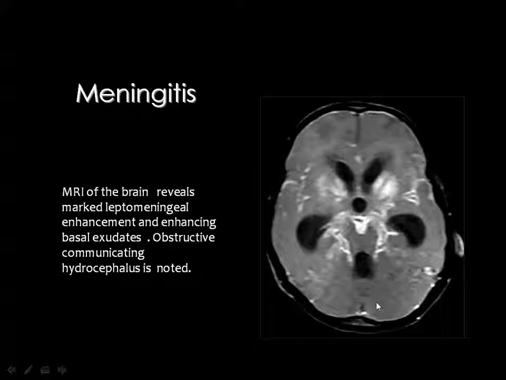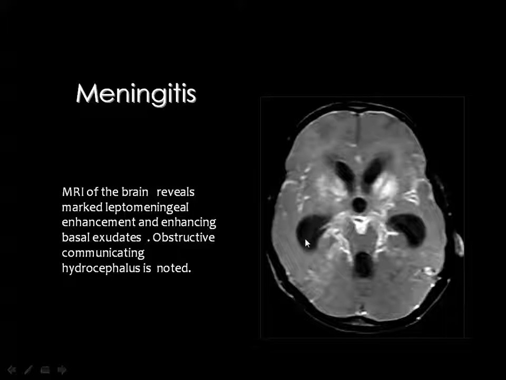And this is the T1 post-contrast axial MR image showing enhancement of the basal cisterns around the midbrain and the enhancement of the adjacent brain parenchyma, and also enhancement through the sylvian fissures with considerable obstructive hydrocephalic changes affecting the lateral ventricles.